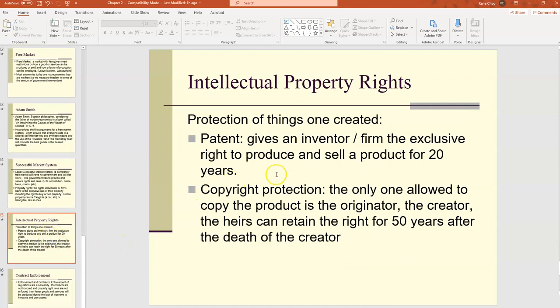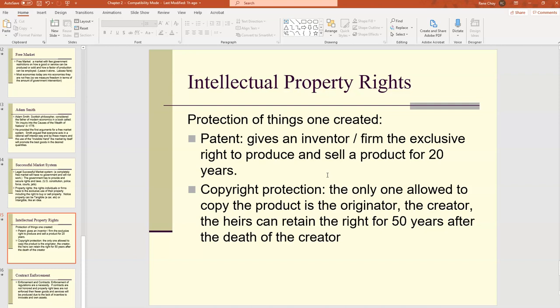Another thing the government is supposed to provide is protections for things that somebody has created, things like patents and copyrights. A patent basically gives an inventor the exclusive right to produce something for 20 years. A patent is what a lot of companies get when they become a sort of monopoly for a particular product for 20 years.